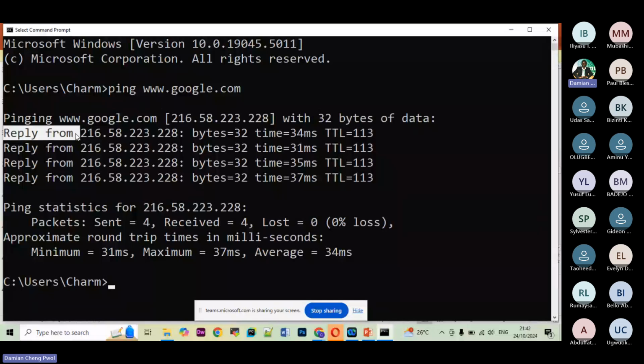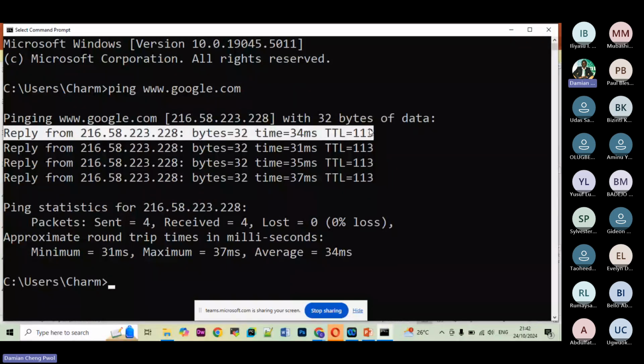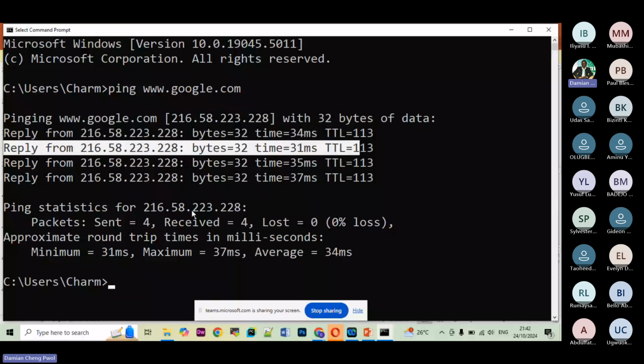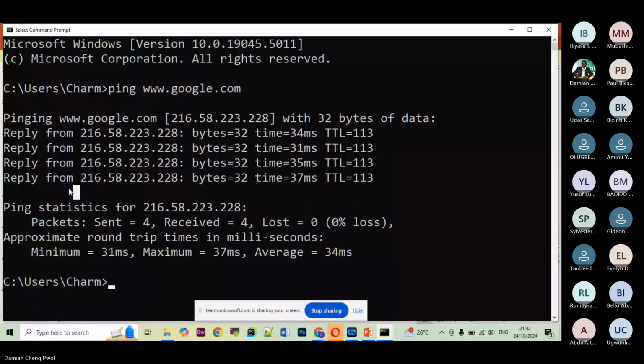We have this reply, the first one, then another reply, and another reply. Then we got ping statistics for this address, which is repeated here. It told us that the packets sent were 4, so I should get 4 replies, and we got the 4 reply packets. It therefore tells us that nothing was lost along the path in communicating between my system and the remote system.